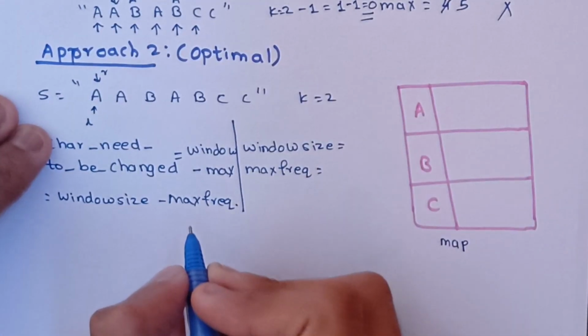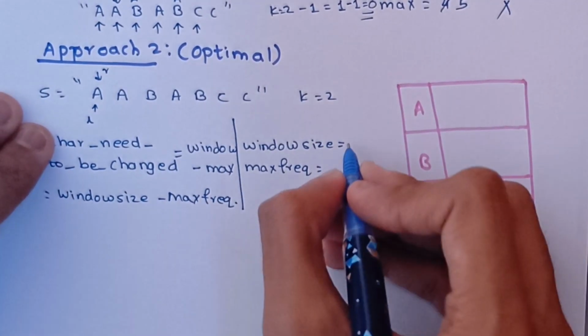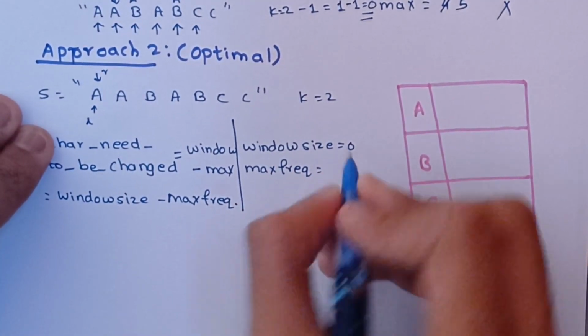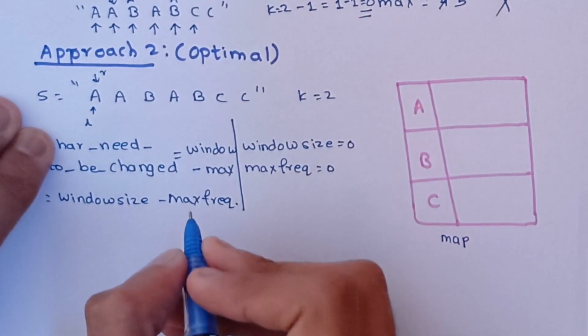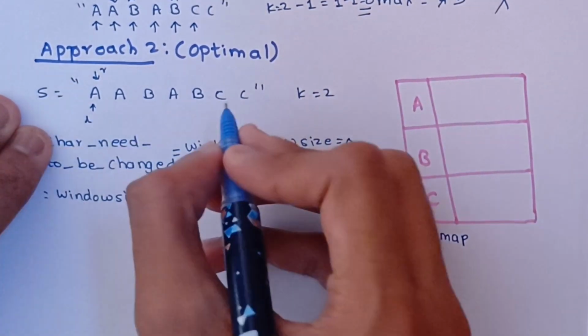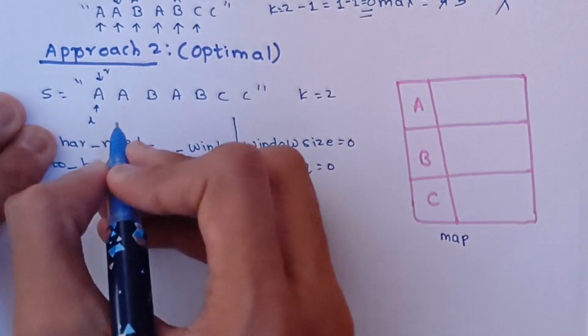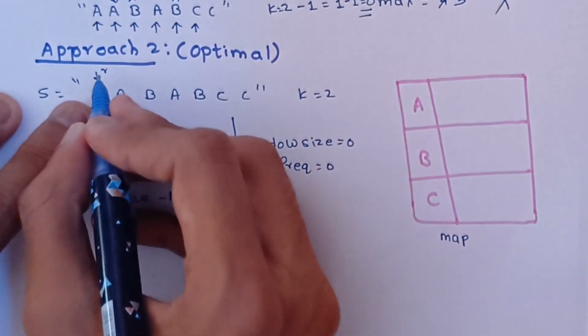Okay, so maximum window size is starting at 0 and maximum frequency is also starting at 0. Then we will traverse this string. Now the right pointer will be moved forward.